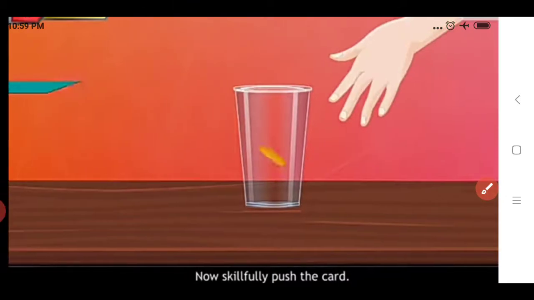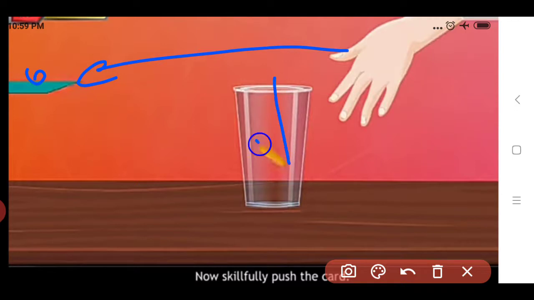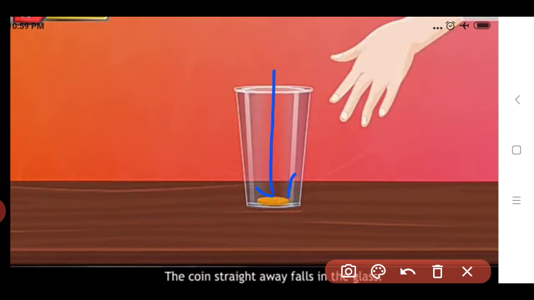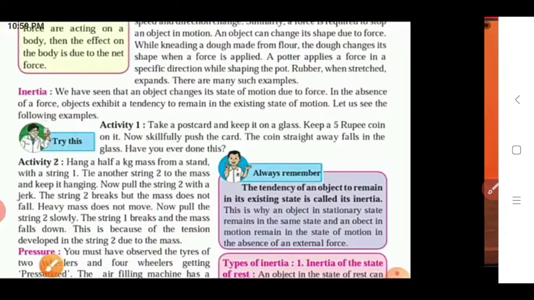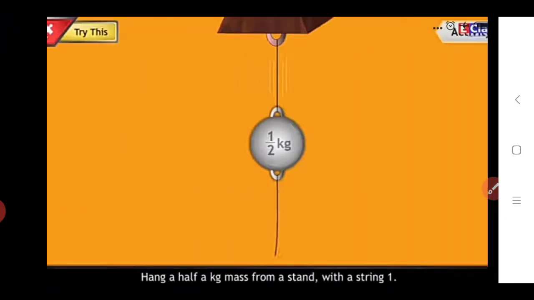Now if we see this image, after pushing this card, the coin which is on the postcard falls into the glass like this. The coin straight away falls in the glass. It does not fall outside the glass along with the cardboard. Have you ever done this? You can also do this activity at your home. So from this activity we can understand inertia, and we see another example.